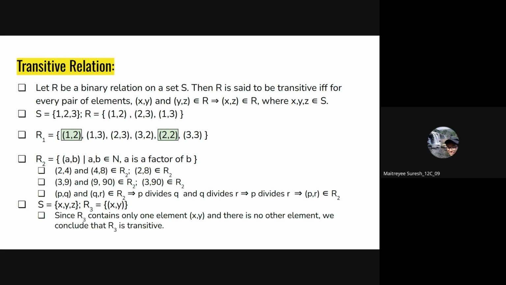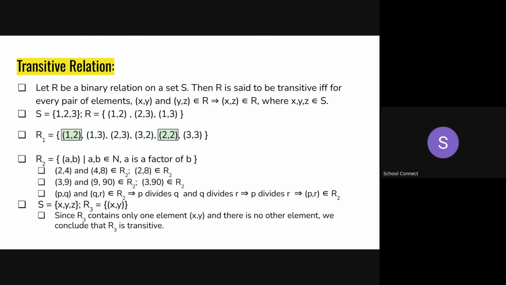So, what if the relation only has two elements and not three? How can we say that it's transitive? Those two elements should be of the form x comma y and y comma z, something like 1 comma 2 and 2 comma 3, or 1 comma 3 and 3 comma 4. If you have these kinds of elements, then definitely you need to have the third element.